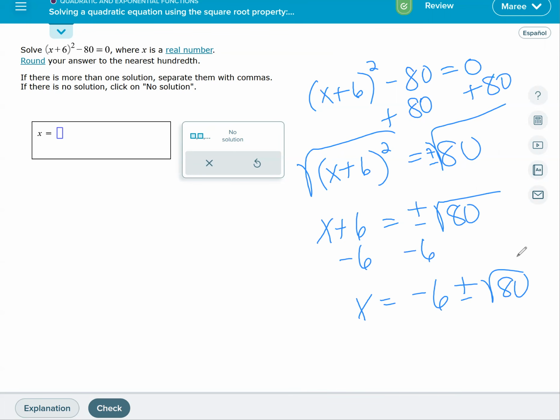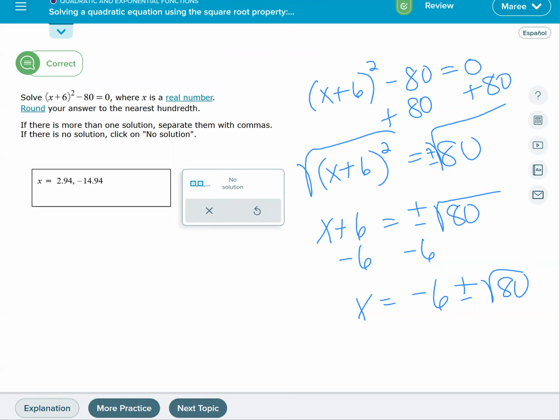Now they want our answer as a decimal rounded to the nearest hundredth. So I'm going to type into my calculator -6 plus the square root of 80, which rounded to the nearest hundredth is 2.94. There's going to be a different answer with the minus 80. So we're going to do square root of 80. In the calculator, I'm going to type -6 minus the square root of 80, which is -14.94, rounded to the nearest hundredth.